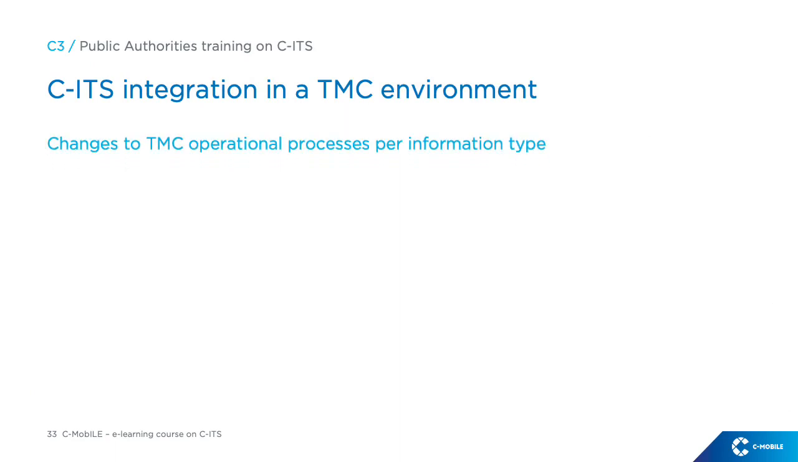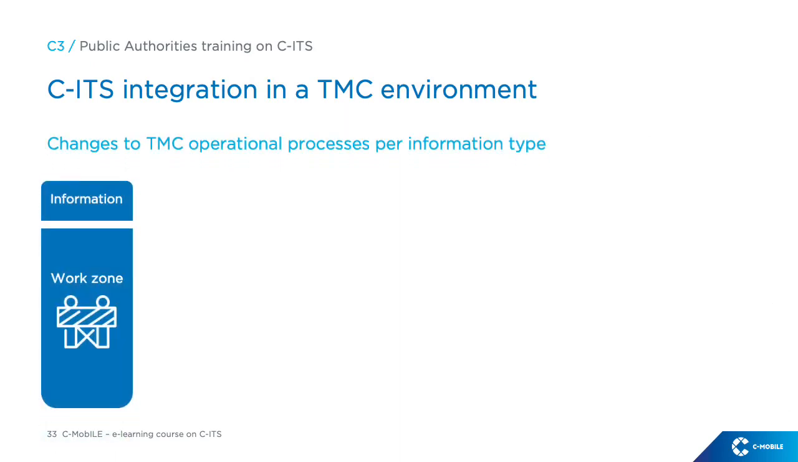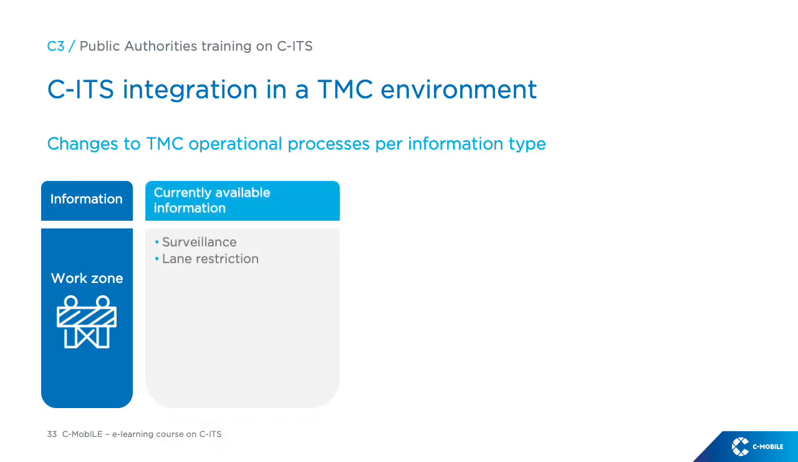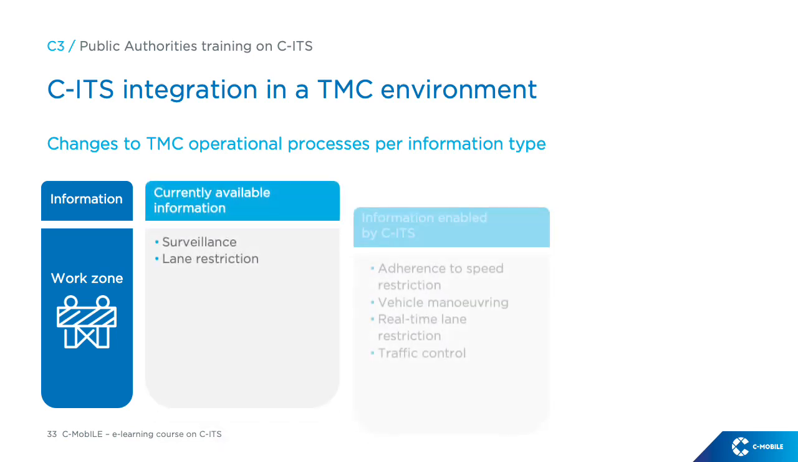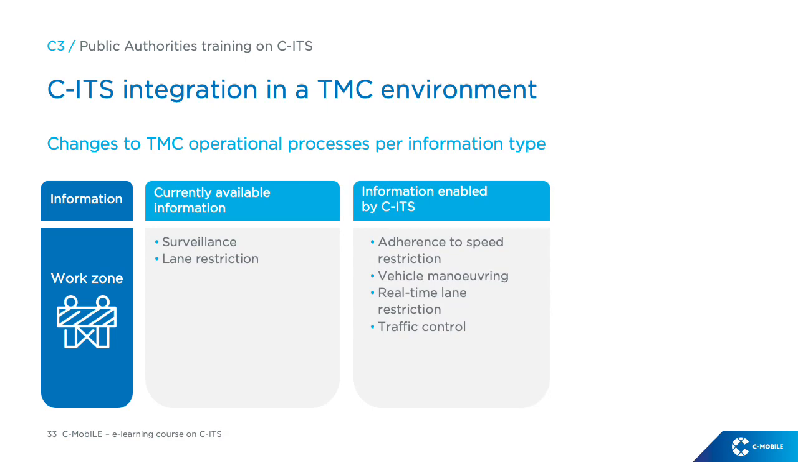The information related to work zones that is currently available to traffic management centres includes surveillance and lane restriction updates. CITS enable the exploitation of additional information, such as adherence to speed restriction, monitoring of vehicle manoeuvring, real-time lane restriction, and traffic and control verification and violations.